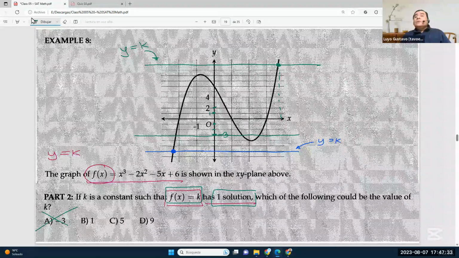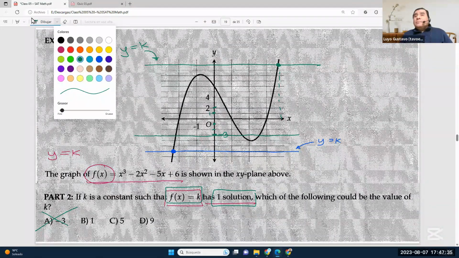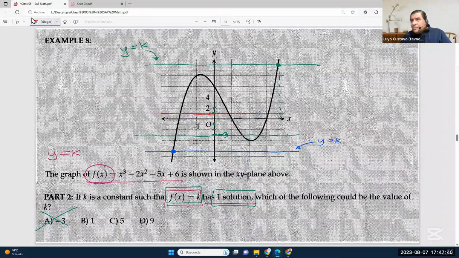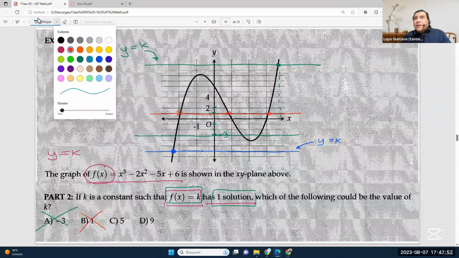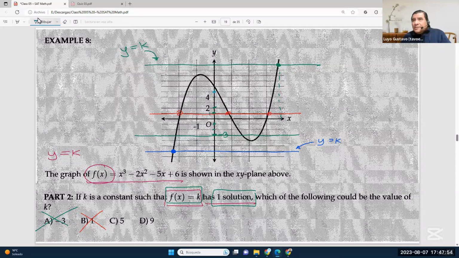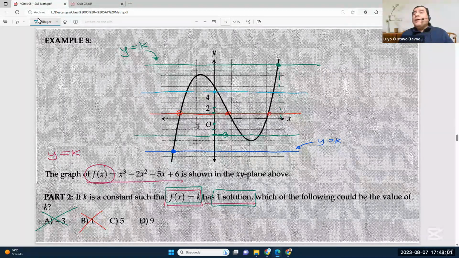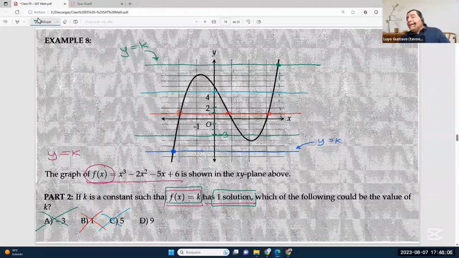What about k equals 1? Is that possible? K equals 1 is over here. Again, we have 3 solutions, not just one. Cross out this one. What about k equals 5? 5 is here. Take a look at this. This is the passing point for the line. Again, we see 3 different solutions, not just one. So we have already crossed out 3 options. The correct one must be the last.